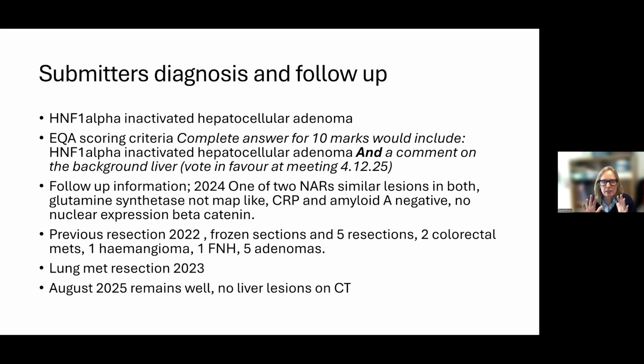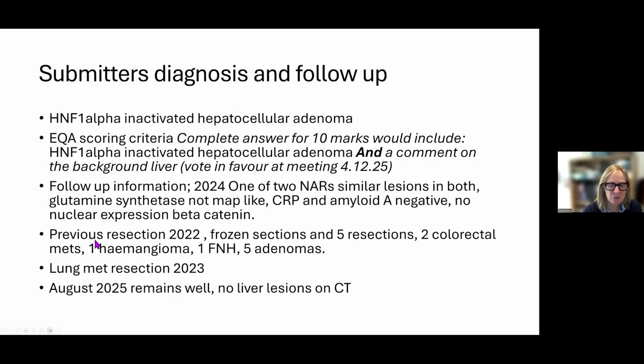This was my case that I submitted to the EQA, and this is our follow-up information. It was a super interesting case, I thought. So this patient is from 2024. This was one of 2 non-anatomical resections, and there were similar lesions in both. And they'd actually had a previous resection 2 years prior, which my colleague had seen and had to work hard for because they sent several frozen sections, lots of different resections, and some of them were colorectal mets, but there was also a selection of alternative diagnoses.